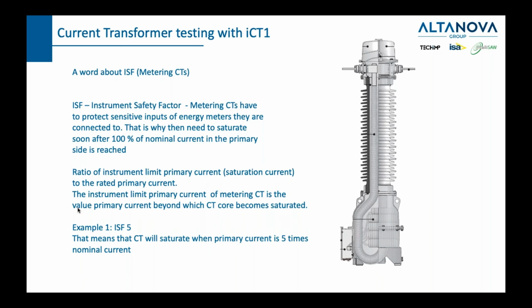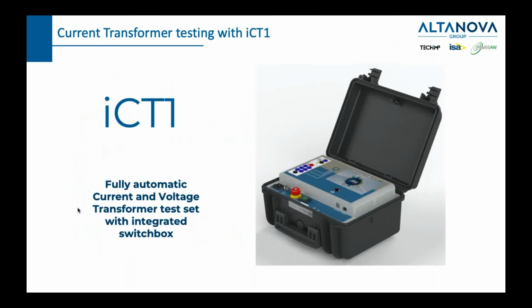So if I have ISF 5, that means that CT will saturate when the primary current is 5 times nominal current. So this is ISF. ALF, protective CTs. ISF, something else. So these are the basics of current transformers I wanted to share with you. Now let us move on and let us see how iCT1 handles those CTs, how it measures those parameters.